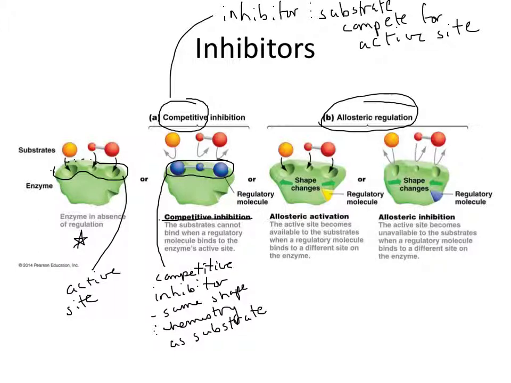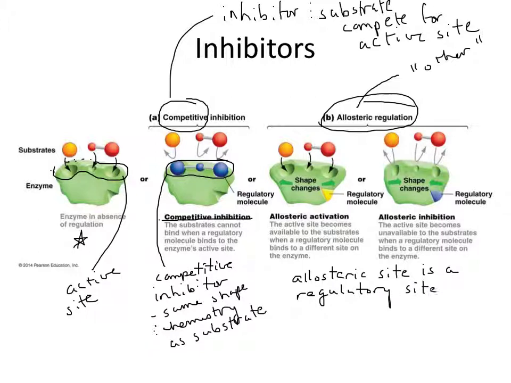So the other type of inhibition that is routinely seen in cells is what's called allosteric regulation. And allosteric is derived from a Greek word which means other. In the case of allostery, what we're talking about are regulatory sites other than the active sites. Okay? So an allosteric site is a regulatory site on a protein. It is not the active site. It's a different site. Okay?